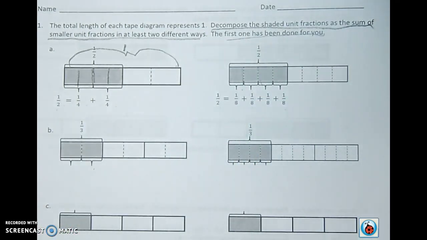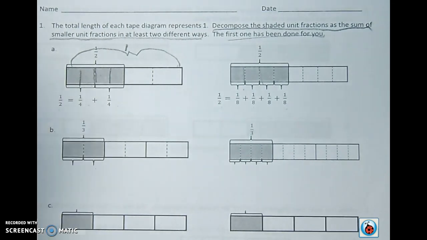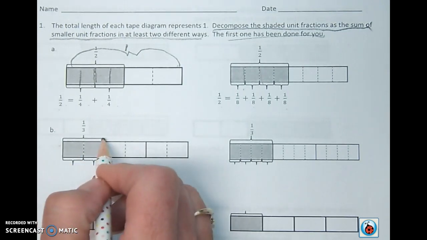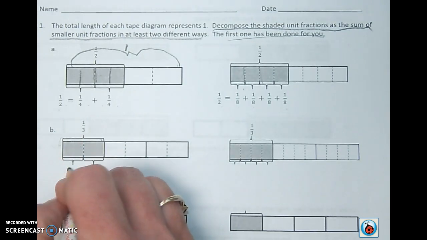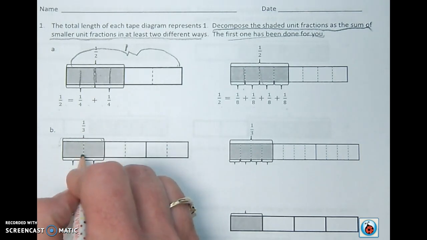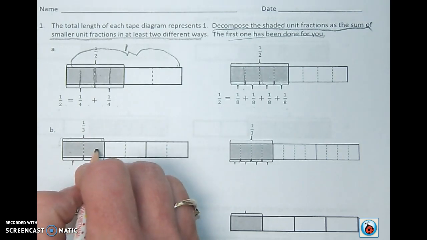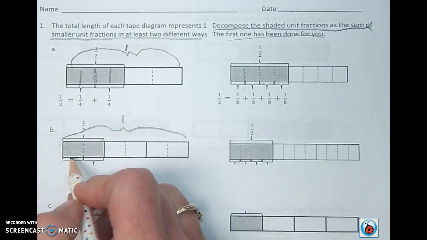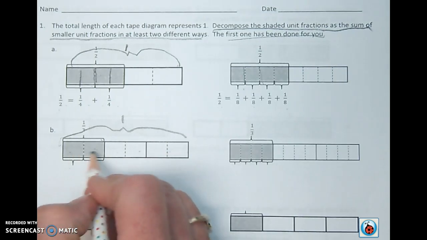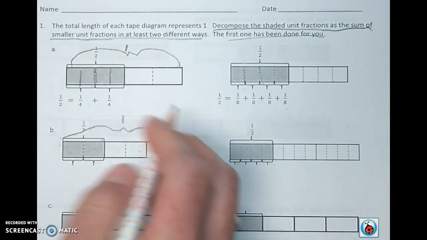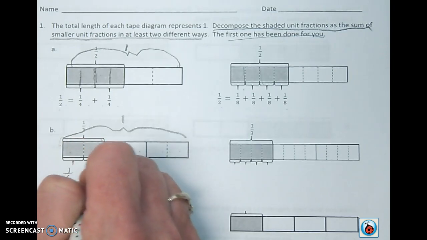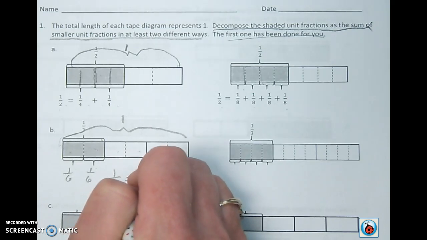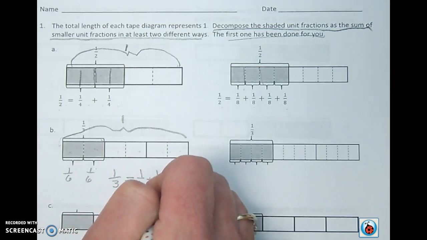So now we're going to do letter B together. Okay. So on letter B, they indicate that this is 1/3. So each of these is now going to be what? Since it's divided into halves, the whole thing is a whole. So each of these units would be 1, 2, 3, 4, 5, 6. There's 6 of them, so they'd each be 1/6. So I can write 1/3 equals 1/6 plus 1/6.